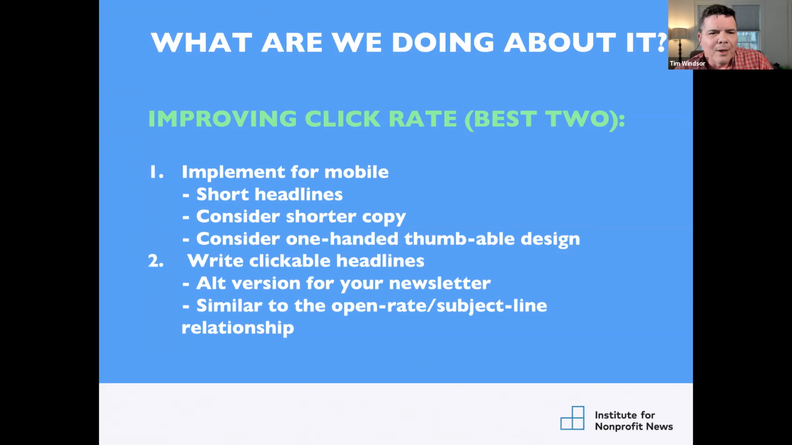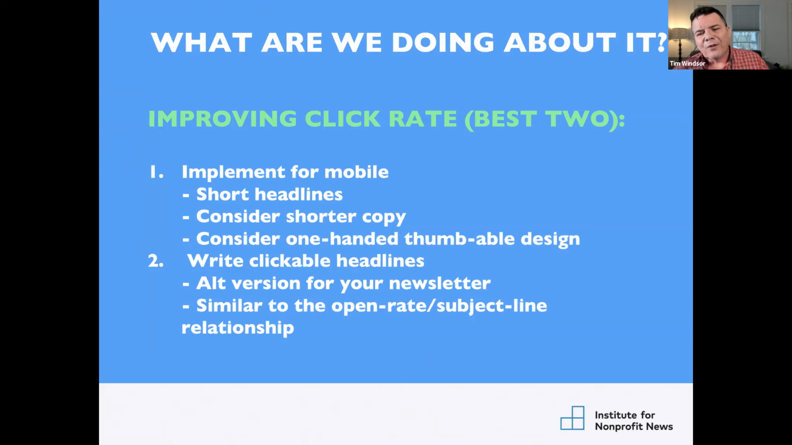And then thinking about your headlines as well. Certainly being shorter and clickable. It's hard to write 30, 40 characters and make them super compelling, but it can be done. It's done all the time on inside pages of newspapers. You can write a short head that tells people what they're about to experience. You might want to write alt versions just for the newsletter, so that the longer ones can still live on the website. And this is very similar to the open rate and subject line.